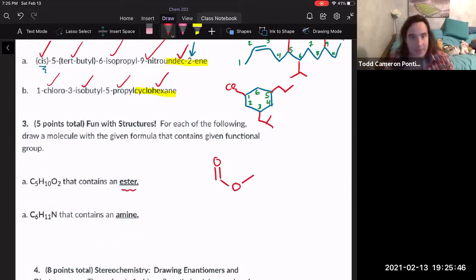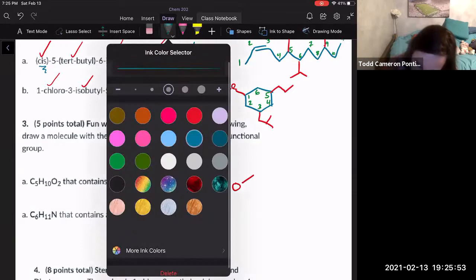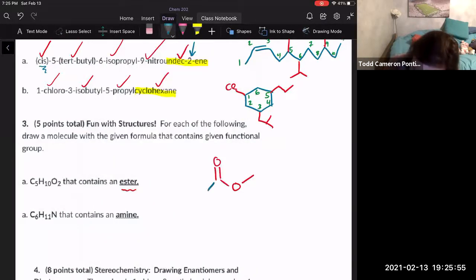I've got 1, 2 carbons taken care of, and I've got, let's see, 3 left to go. So it doesn't matter how I make my ester, I'm just gonna go 1, 2, 3. So let's see, we've got 1, 2, 3, 4, 5 carbons, great. We'll learn about naming esters later in the semester. Esters are really fun because based off of what you have on each side of the oxygen, you get very different smells from them. They're really, really cool.